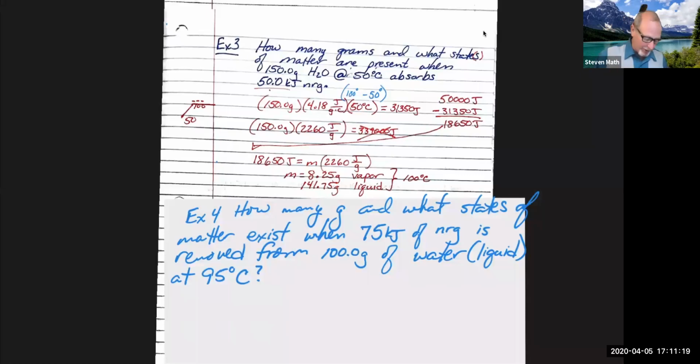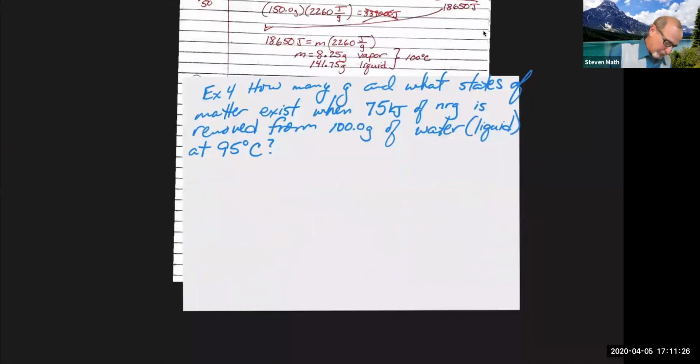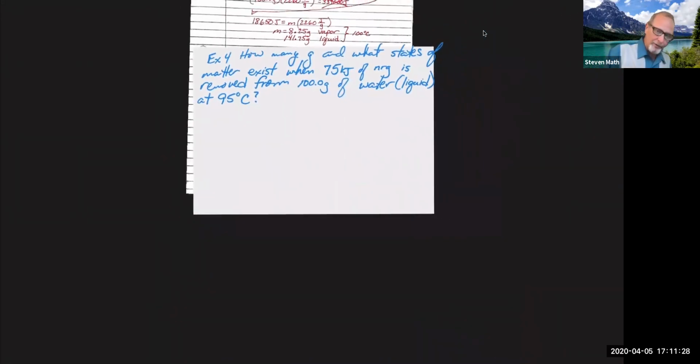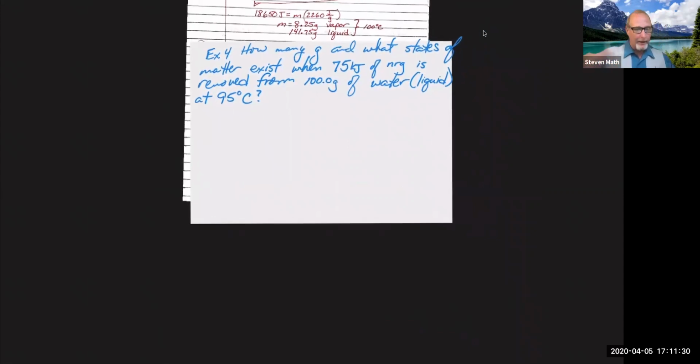Let's take a look at example 4. We're going to work this one out together. Okay, shrink it on down a little bit. It says, how many grams and what state of matter exists when 75 kilojoules of energy is taken away from 100 grams of liquid water at 95 degrees Celsius?